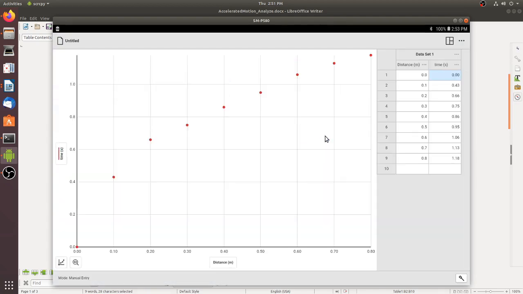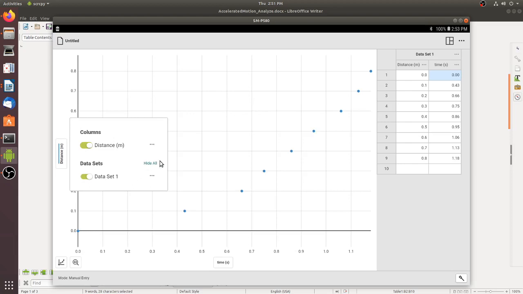And apply it. Good. Now, I don't need this, but I'm going to put time on the x-axis and distance on the y-axis. Okay, so this is nice. This is a parabola. This is shaped like a parabola, and that's what it should look like. Great. So I'm kind of confident in my data right now.